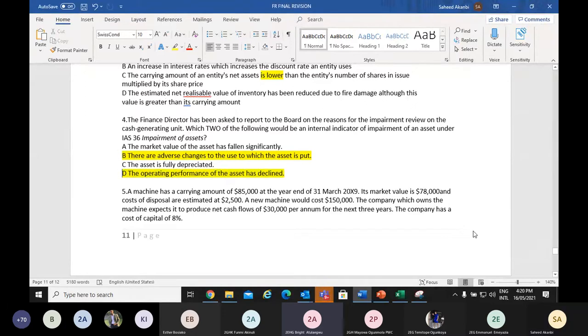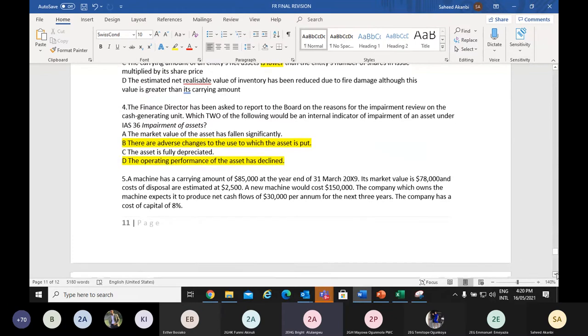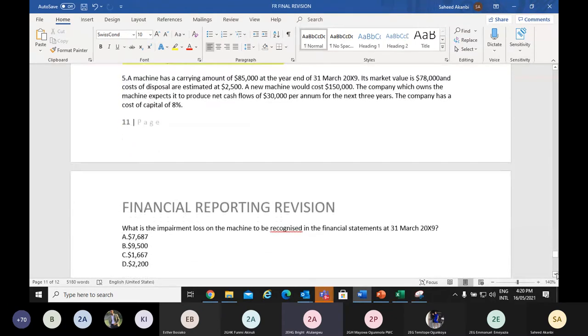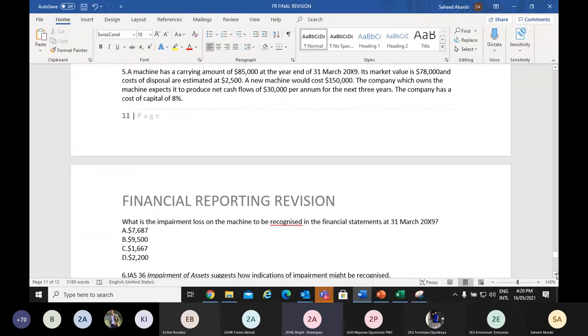Correct. Number five. A machine has a carrying amount of $85,000 at the end of 31st March 20X9. Its market value is $150,000 and cost of disposal is estimated at $22,500. The company expects it to produce net cash flows of $30,000 per annum for the next 3 years at a cost of capital of 8%. What is the impairment loss on the machine to be recognized in the financial statements at 31st March?